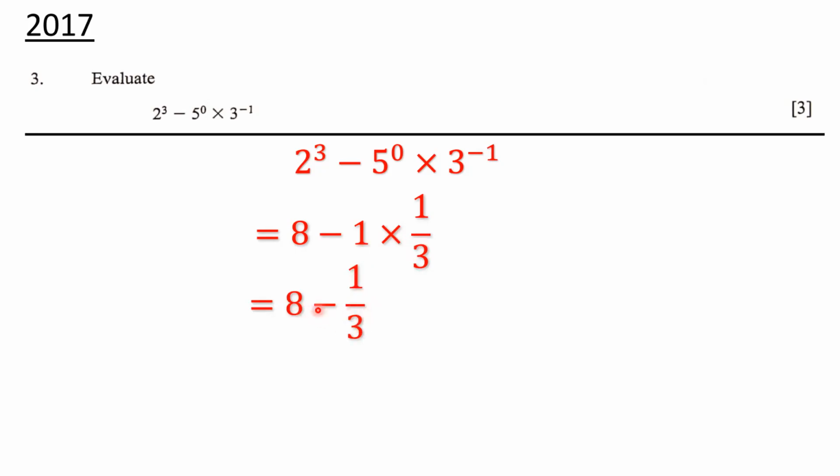Next, we have to subtract these two. You have 8 minus a third. You can do it manually, or you can use a calculator. I really encourage you to use a calculator when doing these questions. And when you use a calculator, you get 7 and 2 over 3. You get the mixed number 7 and 2 over 3 as your final answer. Okay, let's move on to the next question.